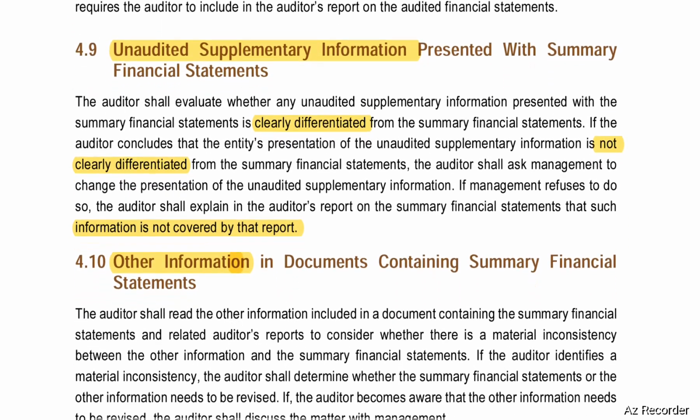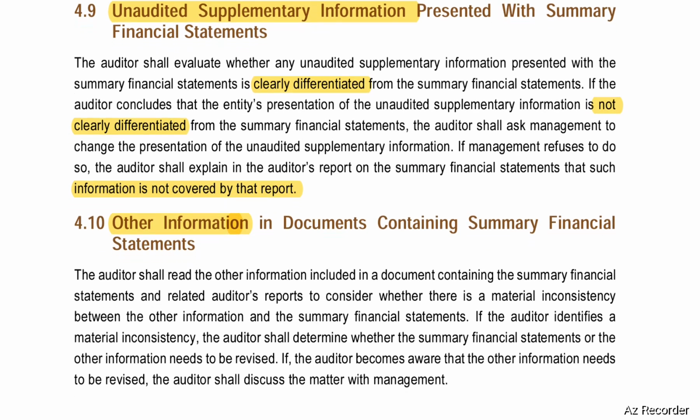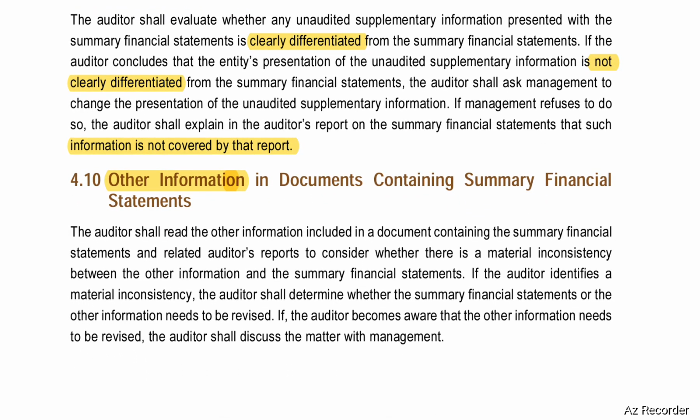Unaudited supplementary information presented with summary financial statements. The auditor shall evaluate whether any unaudited supplementary information presented with the summary financial statements is clearly differentiated from the summary financial statements. If the auditor concludes that the entity's presentation of the unaudited supplementary information is not clearly differentiated from the summary financial statements, the auditor shall ask management to change the presentation of the unaudited supplementary information. If management refuses to do so, the auditor shall explain in the auditor's report on the summary financial statements that such information is not covered by that report.